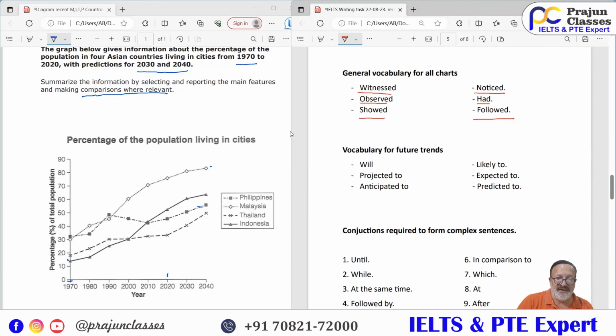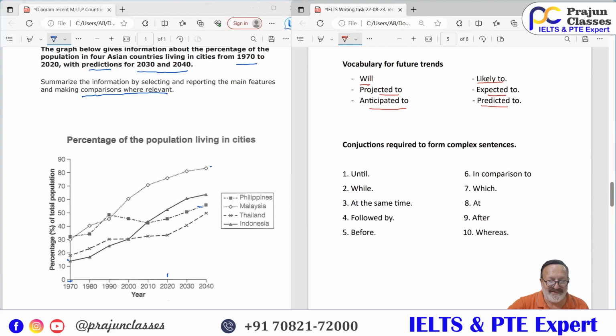Then you have vocabulary for future trends. This I have written because in this chart you have 20 years in the future. So we have to write will, projected to, anticipated to, predicted to. So we already have predictions for their predictions, then likely to, expected to. So these are enough of future reporting, right?